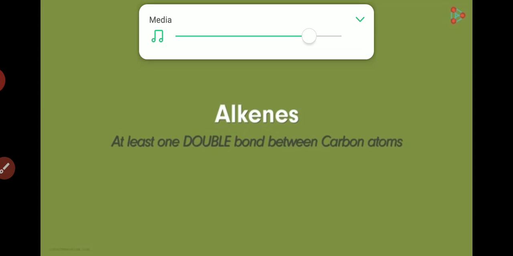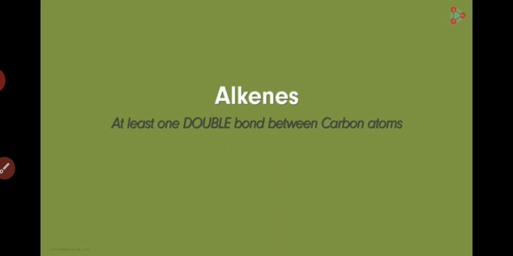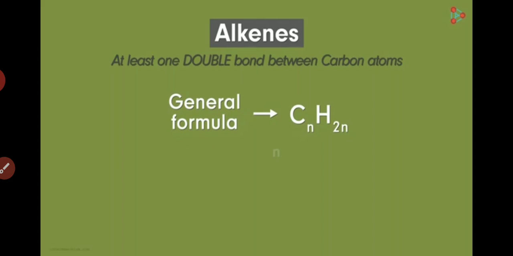The next family is that of alkenes. These are the ones having at least one double bond between the carbon atoms. Now, is there a formula to represent these as well? Yes, just like alkanes, even alkenes are represented with a formula. It is CnH2n. Here as well, n stands for the number of carbon atoms. Thus, the number of hydrogen atoms in an alkene will be double the number of carbon atoms in it.